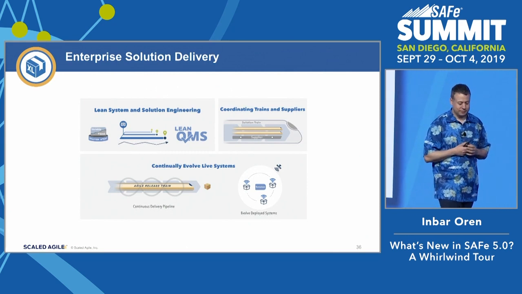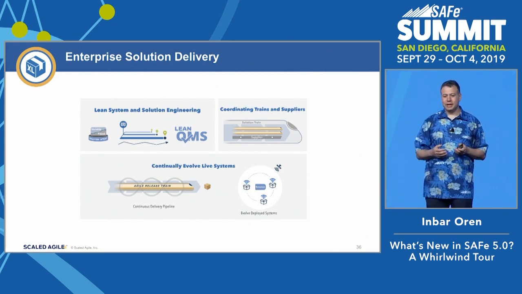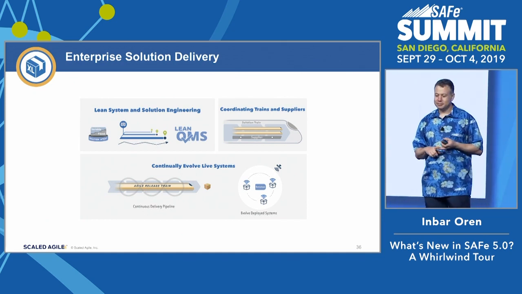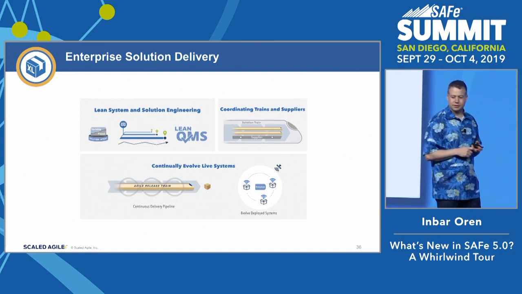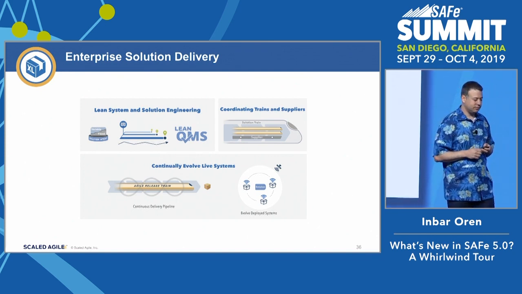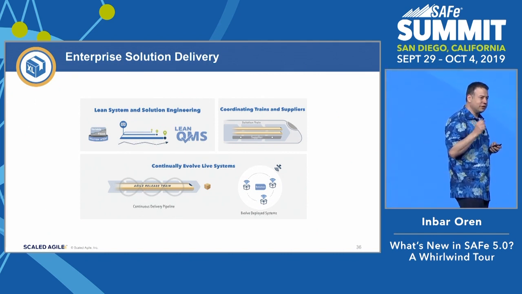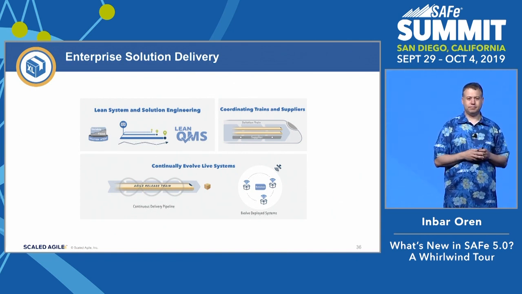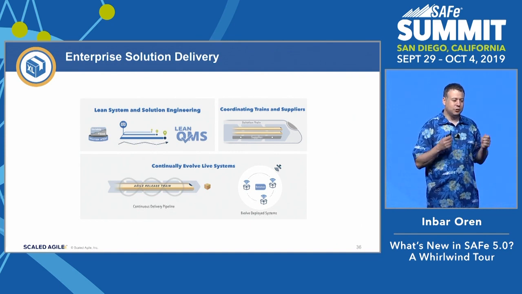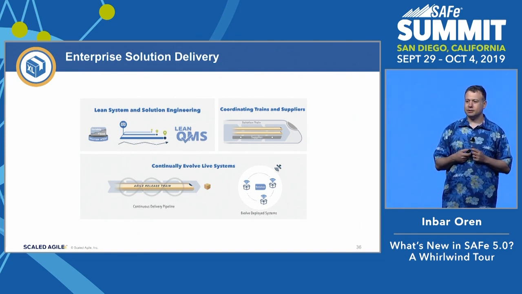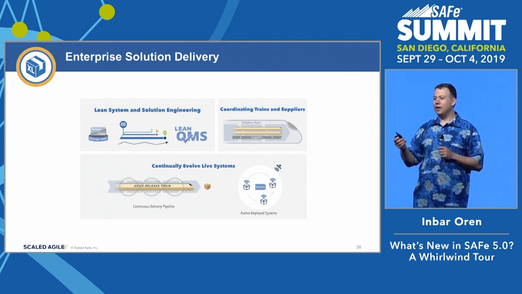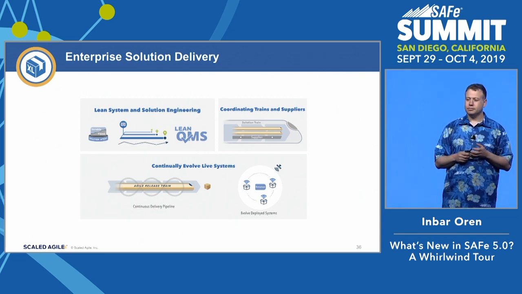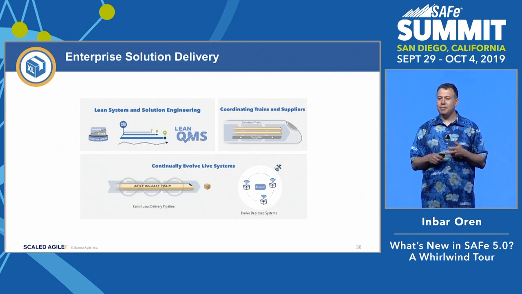What about enterprise solution delivery? So enterprise solution delivery has three dimensions as well. A pattern emerges. Lean systems and solution engineering, coordinating trains and suppliers, and then continually evolving live systems. The concept of the continuous delivery pipeline is a lot harder as you're building really big solutions, and as you're building business solutions, and as you're building huge cyber-physical systems. But that doesn't make them less important. So with this one, we're delving deep into what does it take to actually build and maintain live systems.